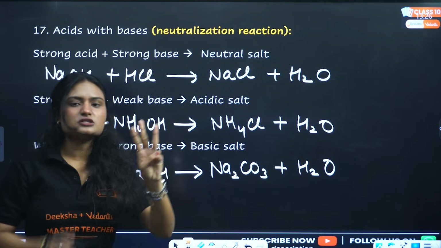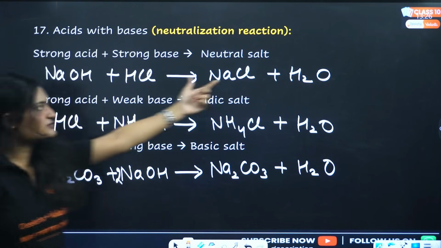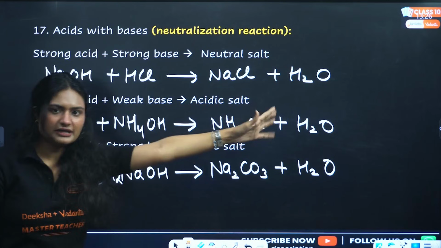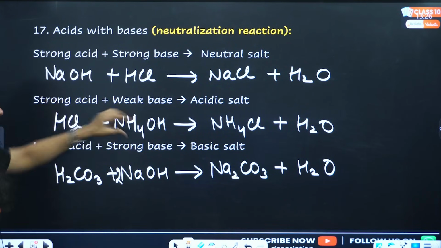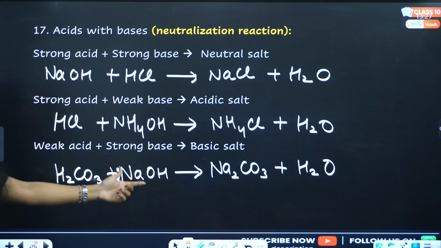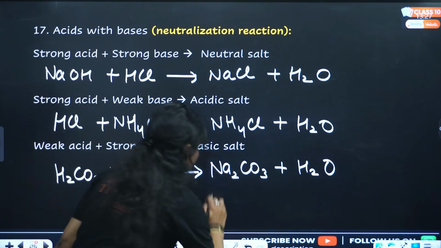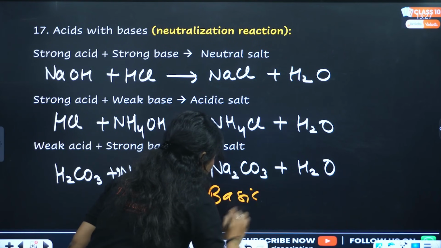Next reaction is acids with bases, which is neutralization. There are three types of salts: neutral salt, acidic salt, basic salt, right? So when a strong acid and strong base react, we get a neutral salt and water molecule, right? Next is strong acid, weak base, we get an acidic salt, right? Because the acid is strong. Then weak acid and strong base, because the base is strong, we get a basic salt.